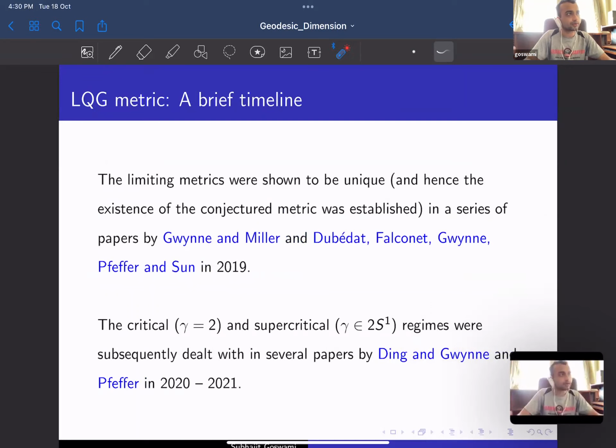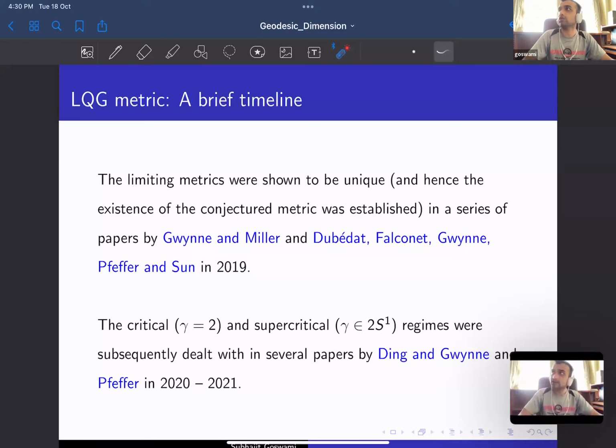Now, you have proven the tightness of the metric, essentially. So you have proven that subsequential limits exist. Now, how do you show that there exists one unique metric, essentially, up to some suitable normalization? This was pioneered by the works of Ewain Gwynne and Jason Miller in a series of papers, and then also Dubédat, Falconet, Gwynne, Pfeffer, and Sun.